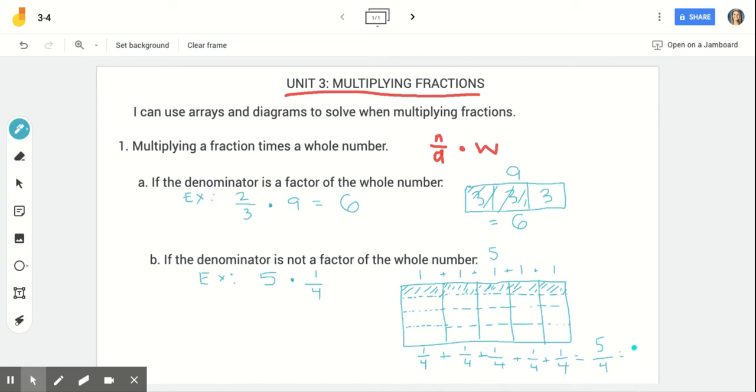5/4. 5/4 is an improper fraction. So we would use division to turn it into a mixed number. Can you do that mentally? Hopefully, it goes in one whole time with a remainder of 1, and the denominator stays the same. So 1 and 1/4. 5 times 1/4 is equal to, go ahead and write that over next to your multiplication sentence, 5/4, or in other words, which also is equal to 1 and 1/4.